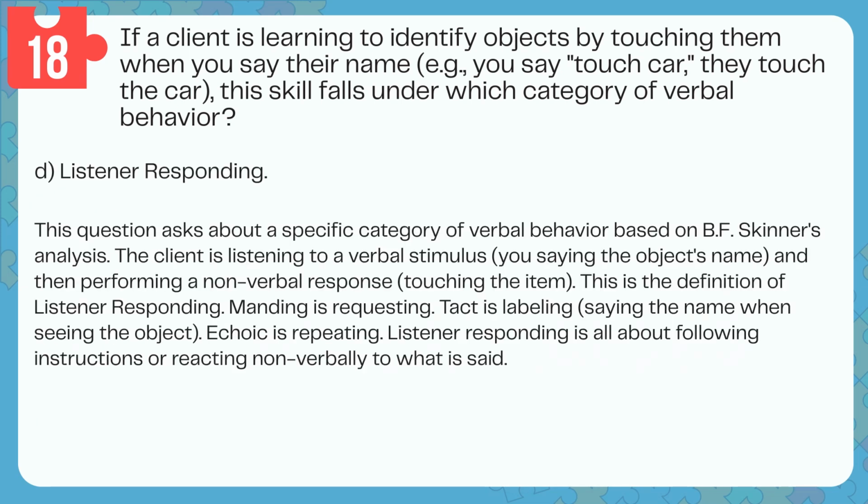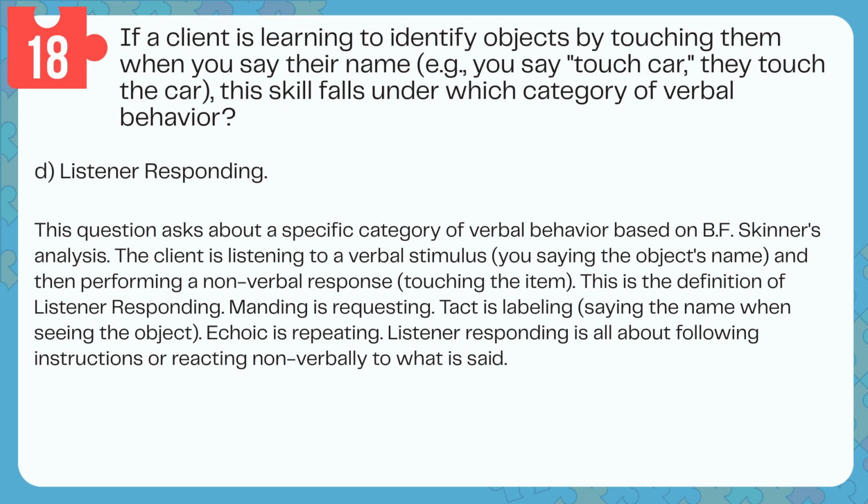Answer: D. Listener responding. This question asks about a specific category of verbal behavior based on B. F. Skinner's analysis. The client is listening to a verbal stimulus, you saying the object's name, and then performing a non-verbal response, touching the item. This is the definition of listener responding.